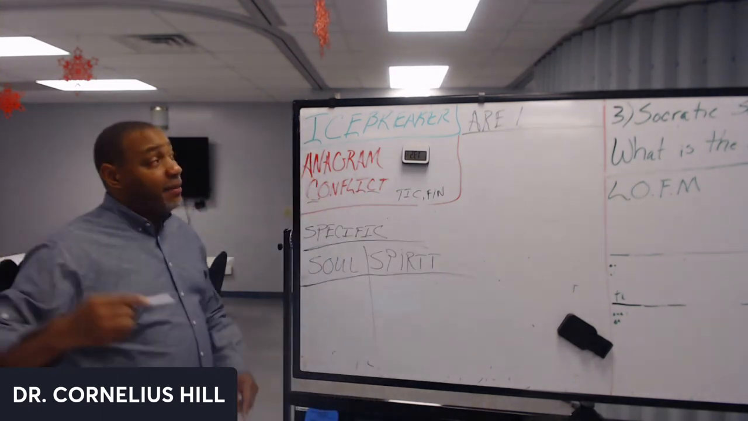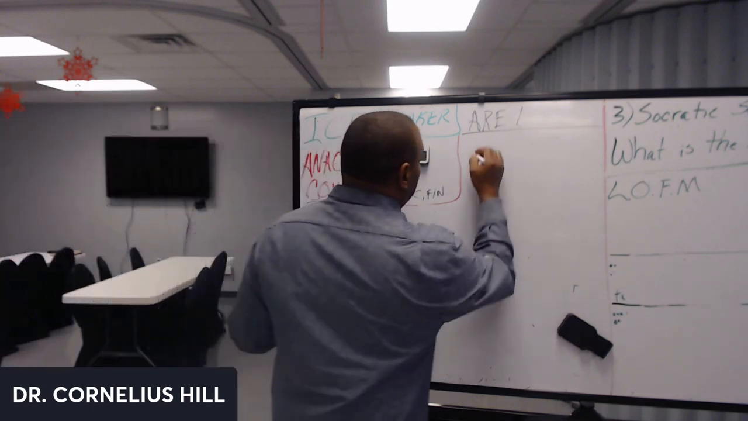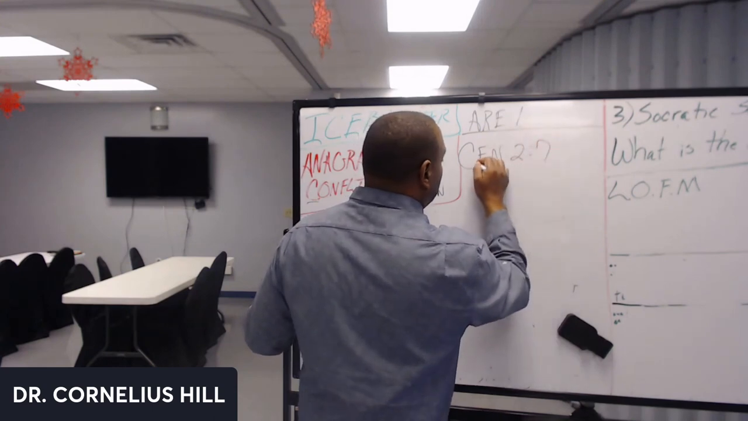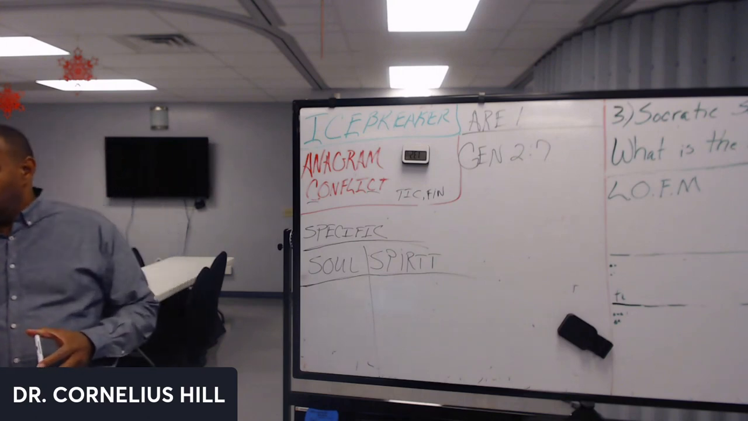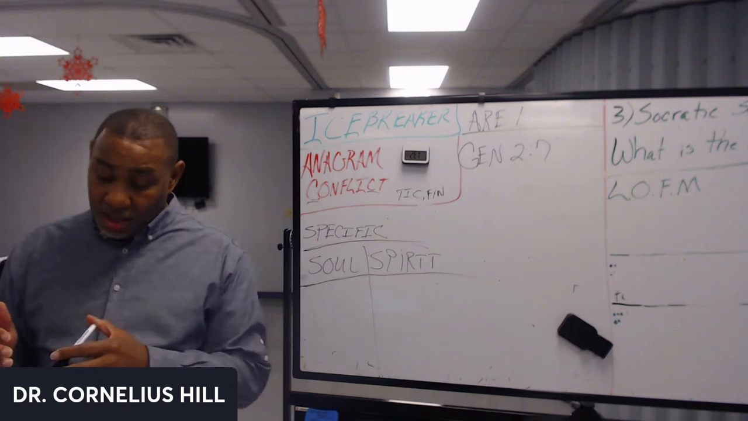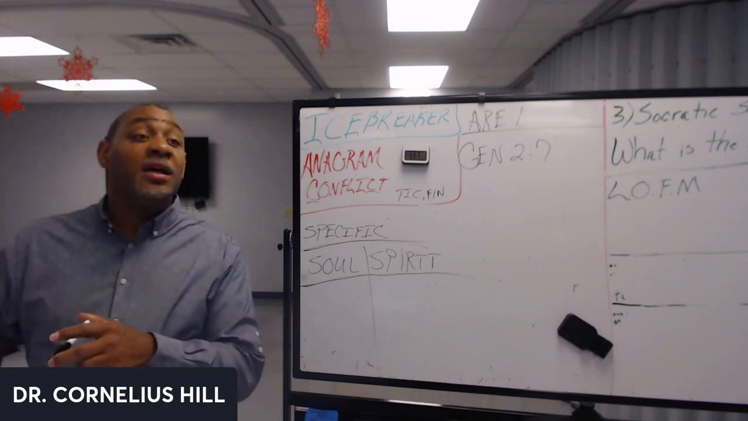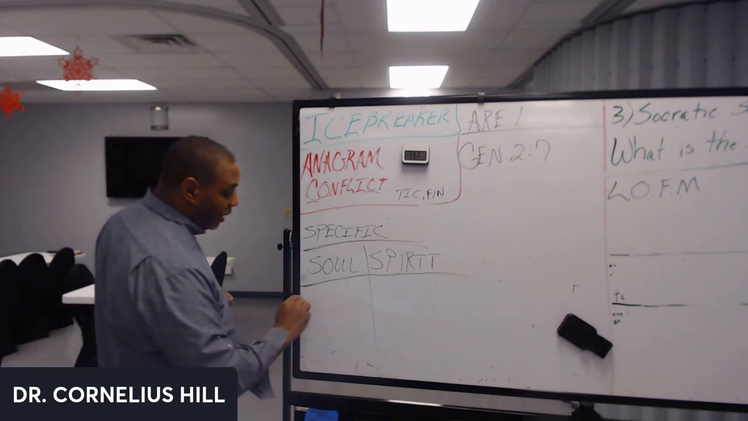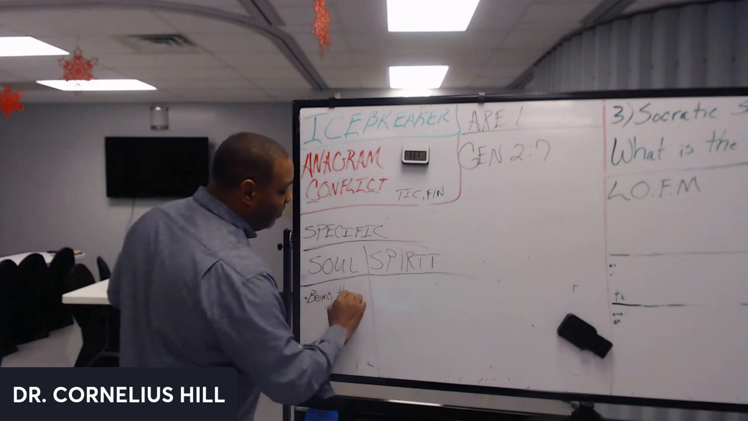So man became a living what? Soul. All right. So Genesis chapter 2, verse 7. Let's find out where the word soul was first mentioned. Read it out loud, saints. "And the Lord formed man out of the dust of the ground and breathed into his nostrils the breath of life. And man became a living soul." Another translation says man became a living being. So the word soul means a being. Being, B-E-I-N-G.